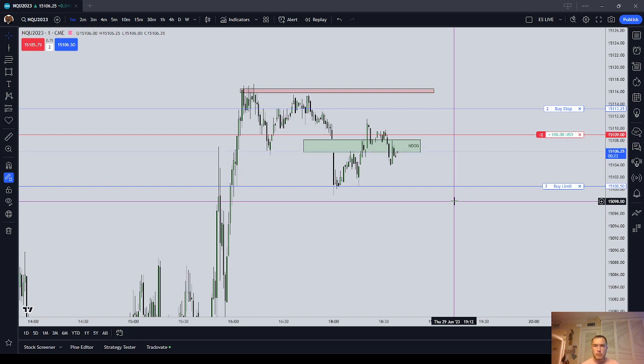106 evens, 106 quarters. Coming back, just working that new day opening gap. It's working it. Delivering a fair price, an efficient price.